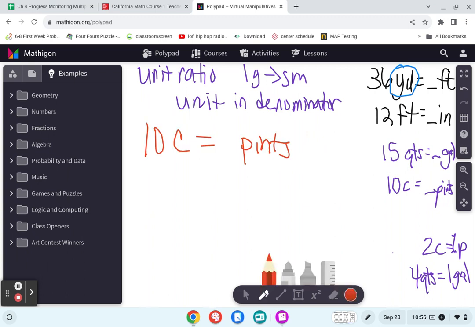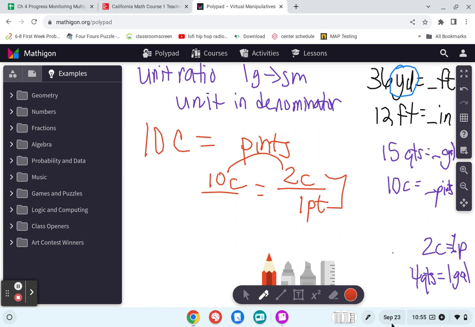All right, so I have 10 cups, and I want to know how many pints that is. If you remember these units of measurement from when you did your gallon robot, then you know that for every pint, there are 2 cups. Okay, now I have 10 cups. So how many pints is that? This is a 2-to-1 ratio.